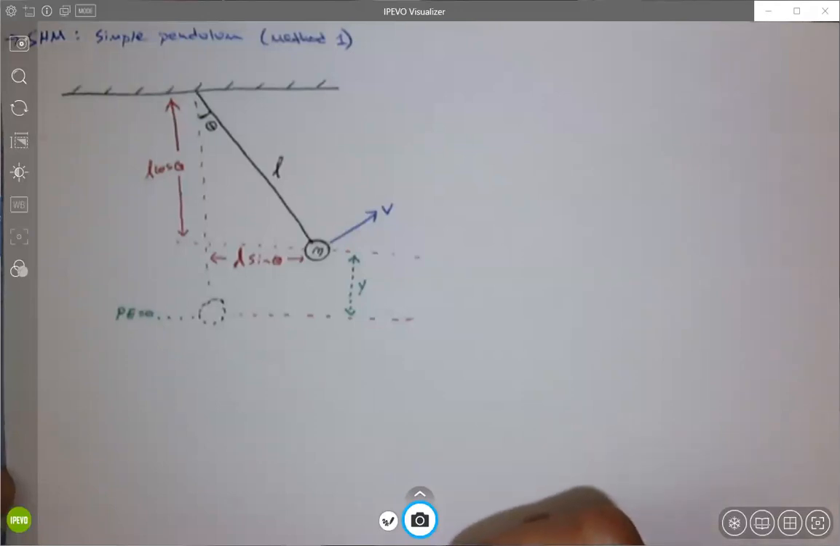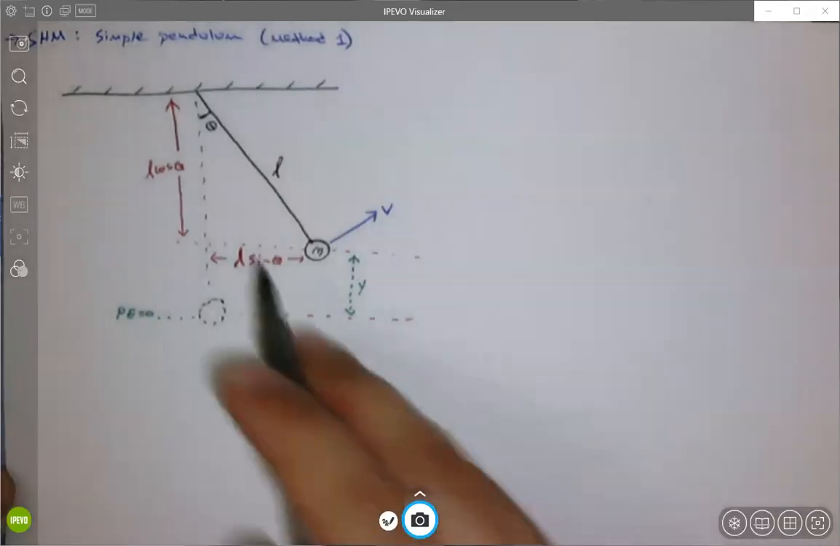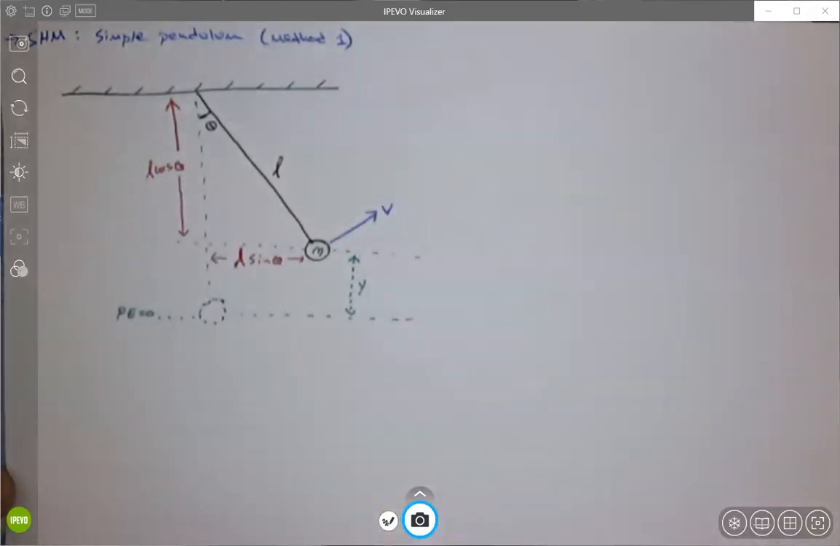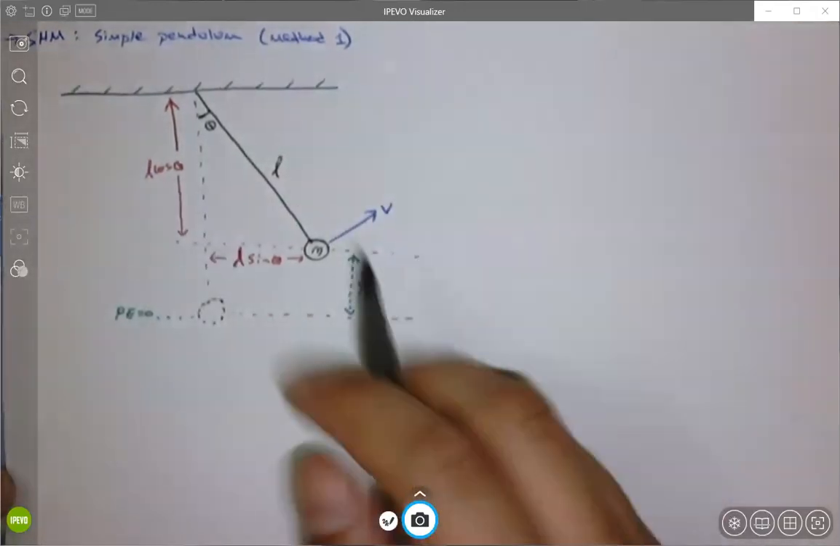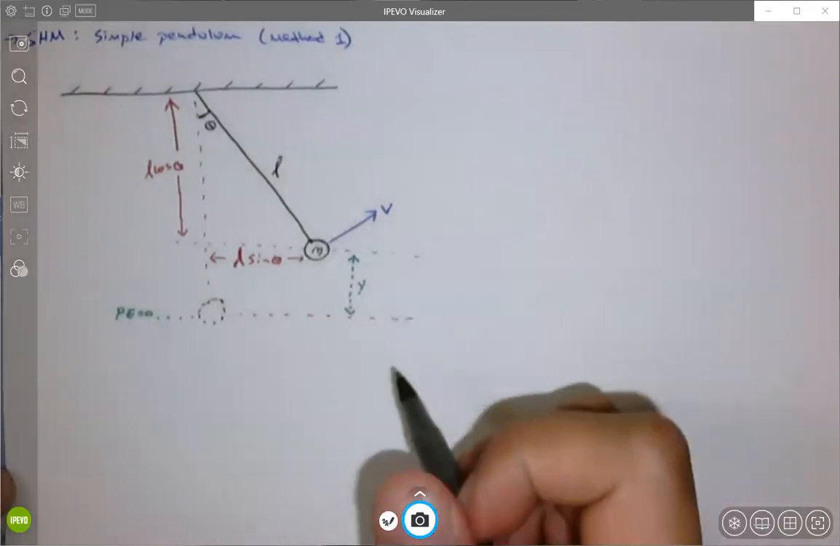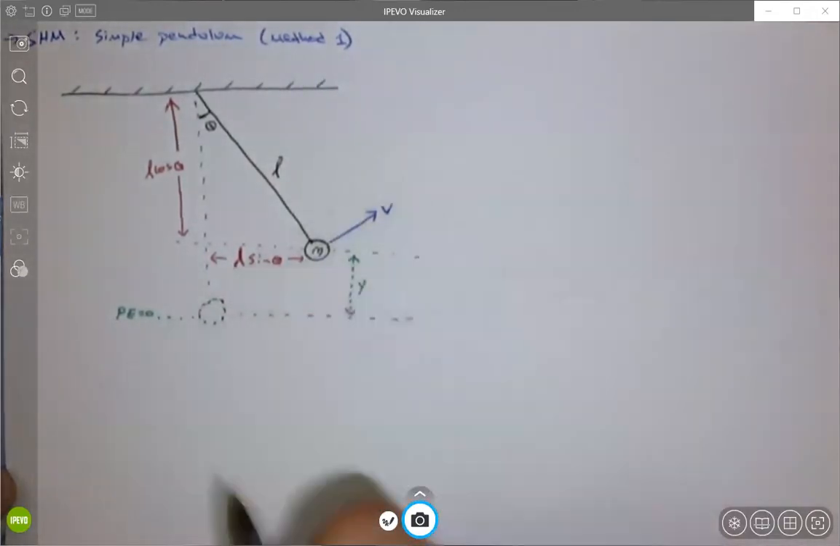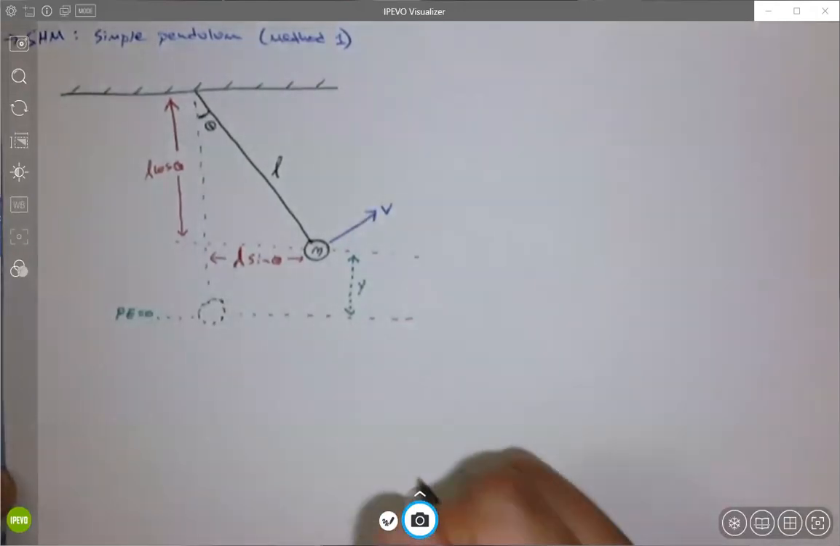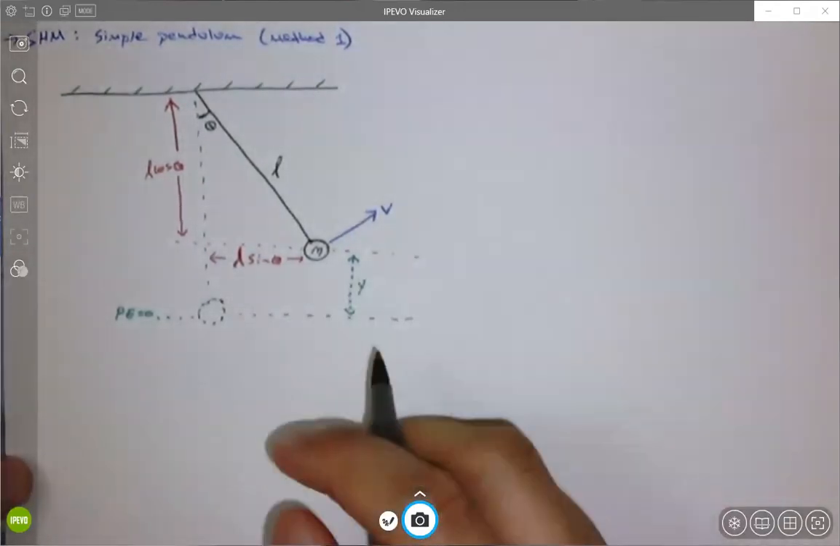We'll be looking at our next example using the Lagrangian, which is the simple pendulum, and we're going to do it in two different methods. So here's going to be the first method using polar coordinates. In the next example, we'll use rotational kinetic energy. So let's start it off.